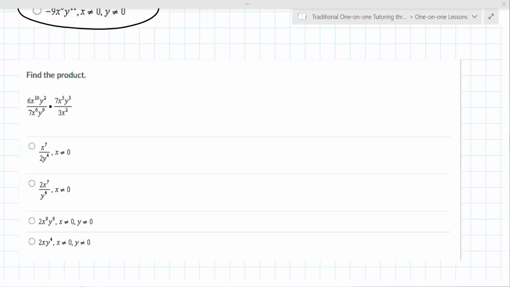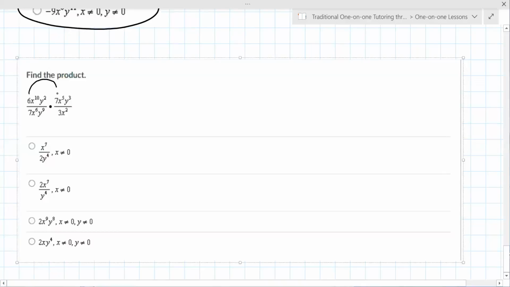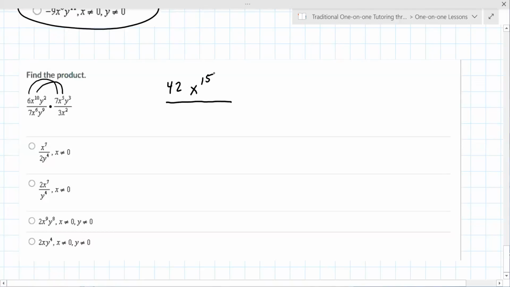Okay, so find the product again. Just drawing these little connectors here. 6 times 7, that's 42. x to the 10th times x to the 5th, that's x to the 15th because you're adding. y squared, y cubed, that's y to the 5th. 7 times 3 is 21. x to the 6th times x squared is x to the 8th.